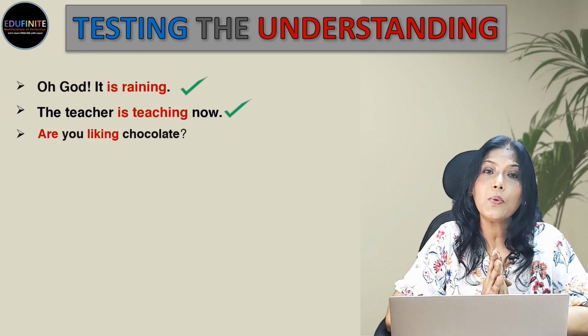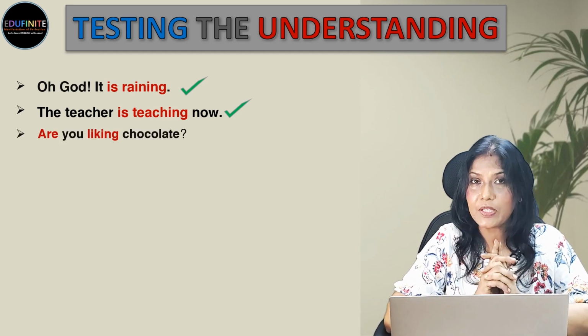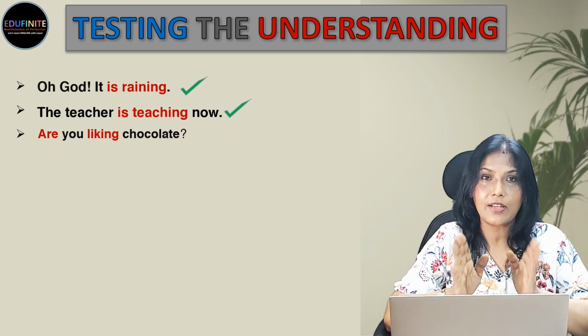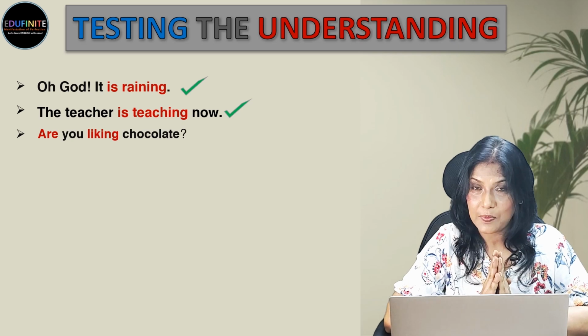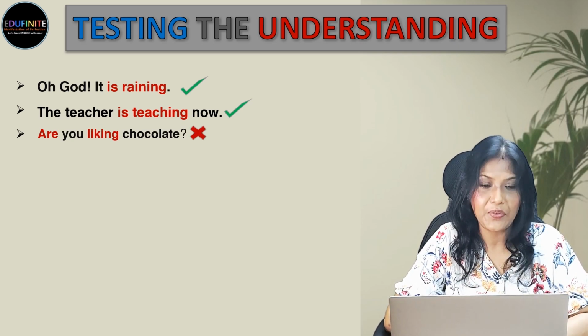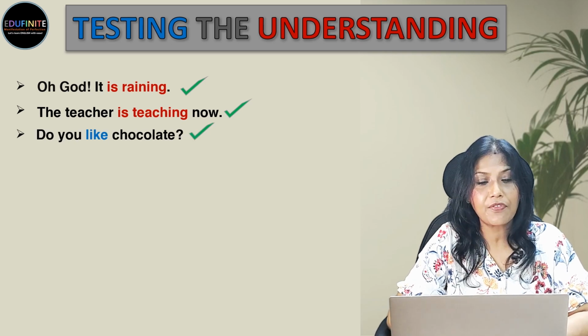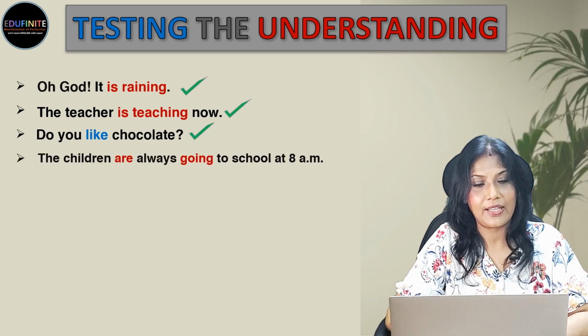Next, "Are you liking chocolate?" Just now I told you what? We cannot use present continuous or present progressive tense with stative verbs. So here like is a stative verb. So this is wrong. Yes. So what's the correct form? "Do you like chocolate?"